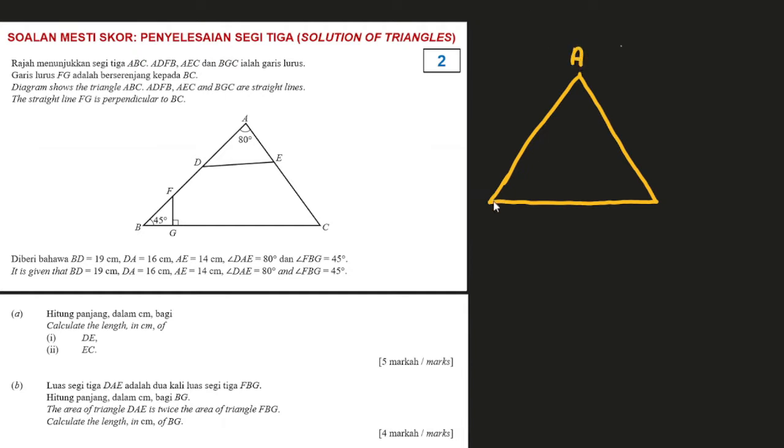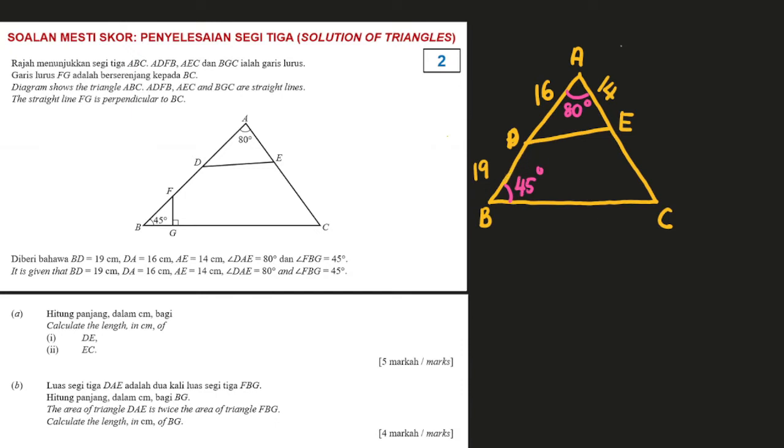So this is A, this is B and C. Here we have D and E. B to D is 19, so I'm just going to write 19 here. D to A is 16. Got the 16 there. A to E is 14. 14 there. And DAE is 80 degrees. So here 80, 80 darjah. And FBG is 45. Here is 45. FBG, so F is here, the straight line here.